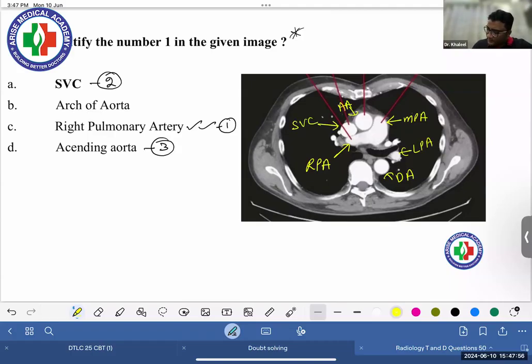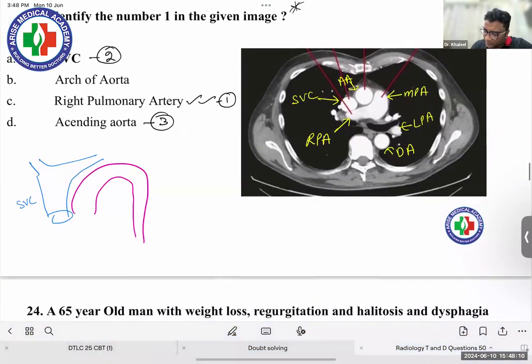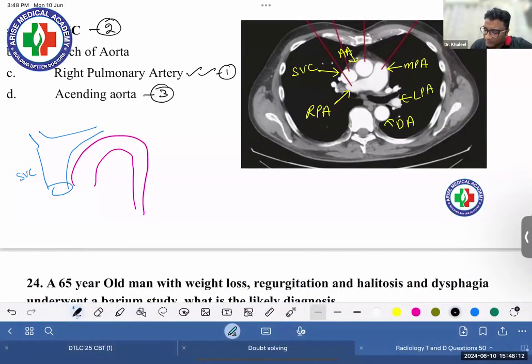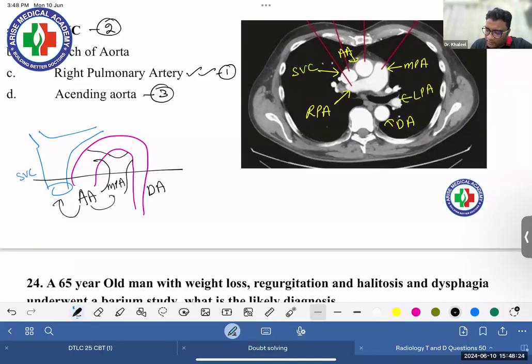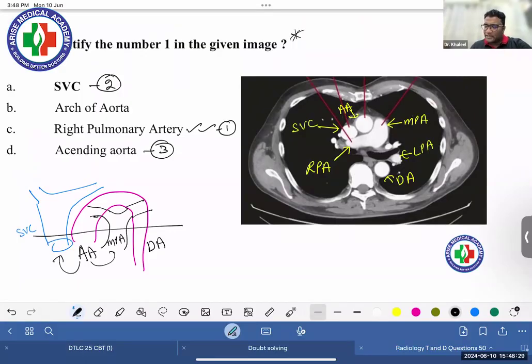I told you that the right and left brachiocephalic veins unite and form the superior vena cava. Then you have your arch of aorta, ascending aorta, descending aorta. Then you have the main pulmonary artery dividing into right and left branches. So you've taken a section here. This is ascending aorta. This is descending aorta. To the right of the ascending aorta is the superior vena cava. To the left is the main pulmonary artery dividing into right and left branches.